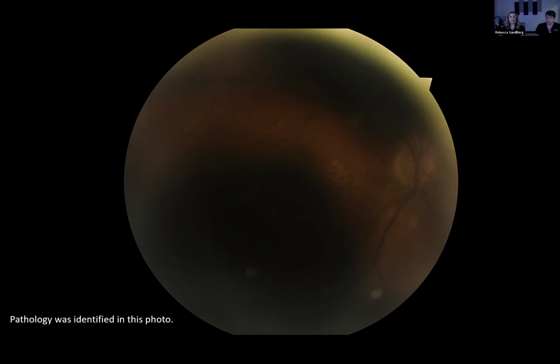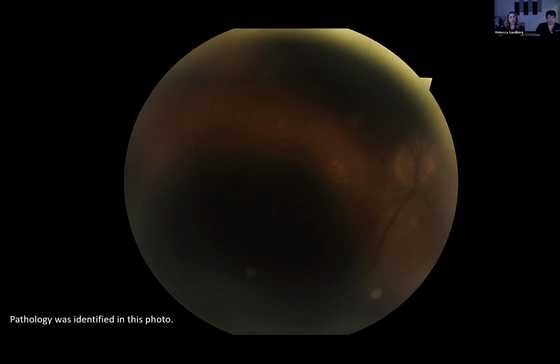We would ideally like this pupil to be a lot bigger, but in this image, pathology was detected because the camera operator was still sent in this image. So this is a real life patient, and pathology was identified. We didn't miss that opportunity. So we just really want to encourage you guys, get the best picture you can, even if it's not ideal.